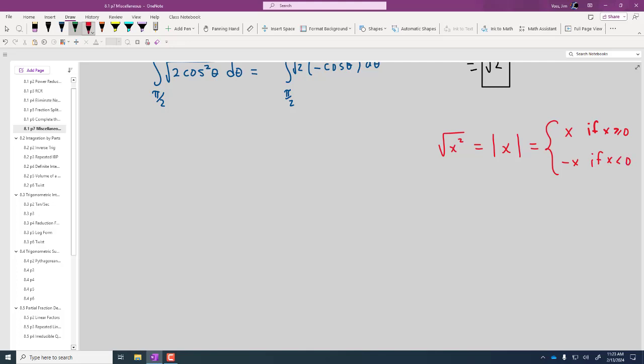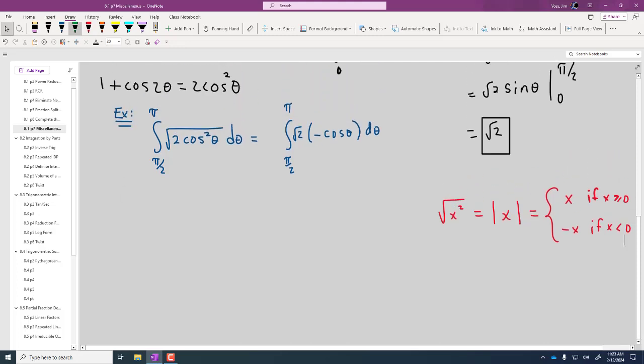Square root of x squared is not always x. It depends on whether x is positive or negative. But cosine is negative for those values. So for these values of theta, cosine is negative, right? In quadrant 2, pi over 2 to pi, cosine is negative. So we would have a slightly different answer here.